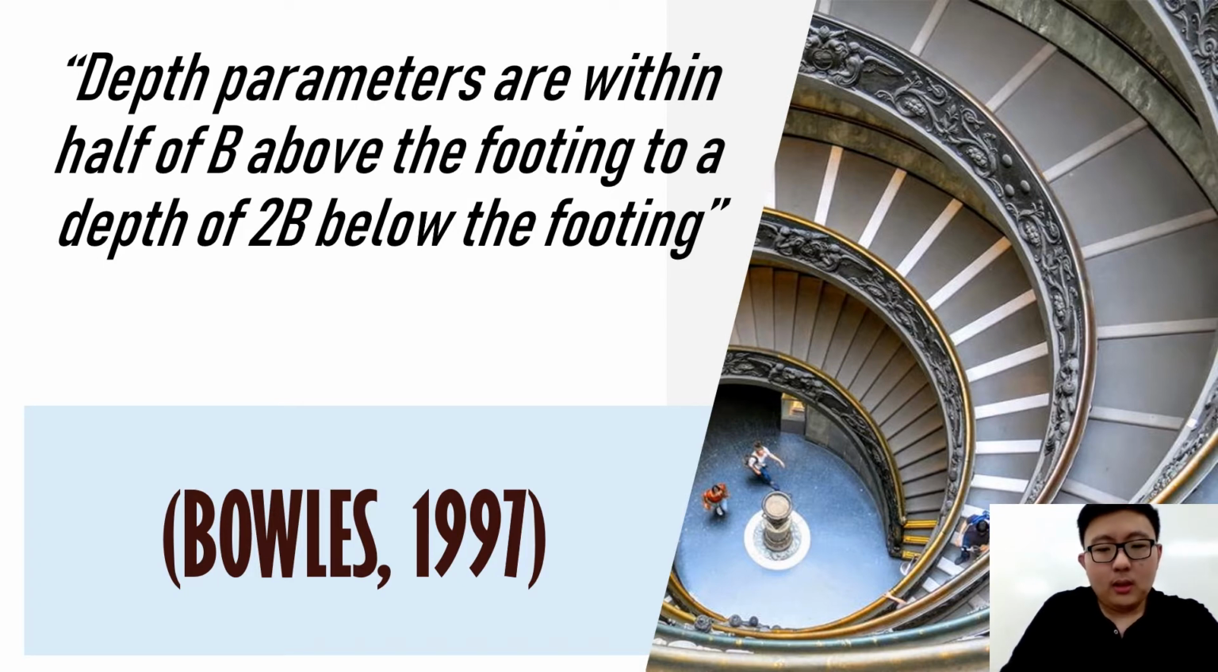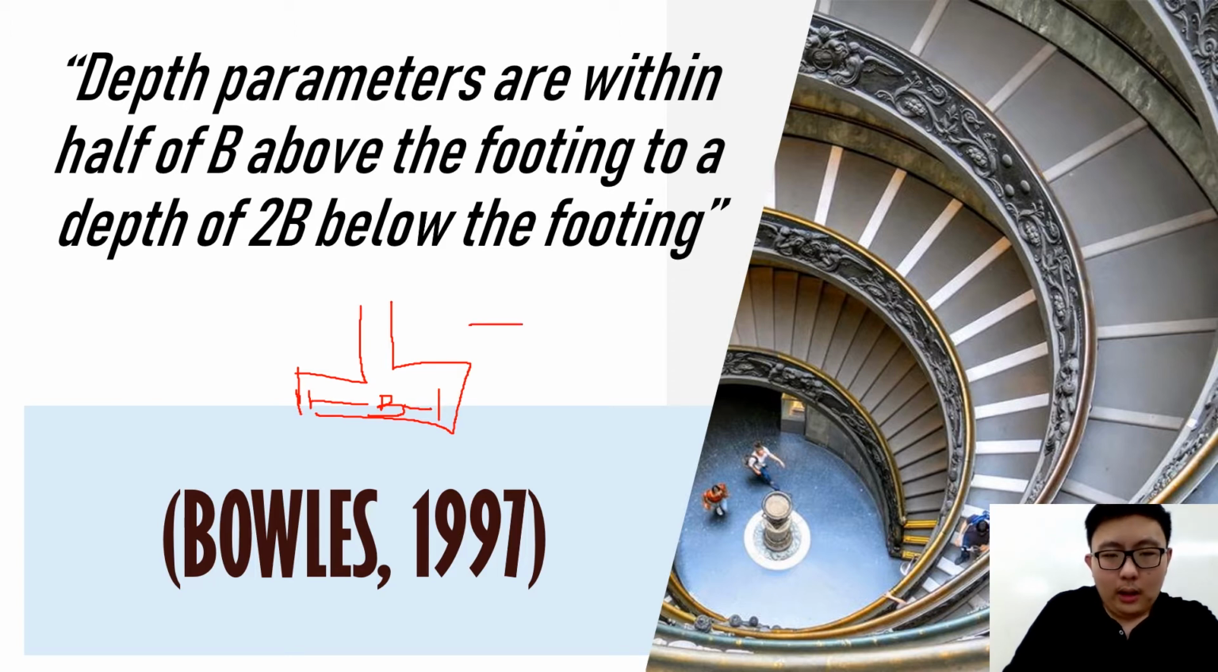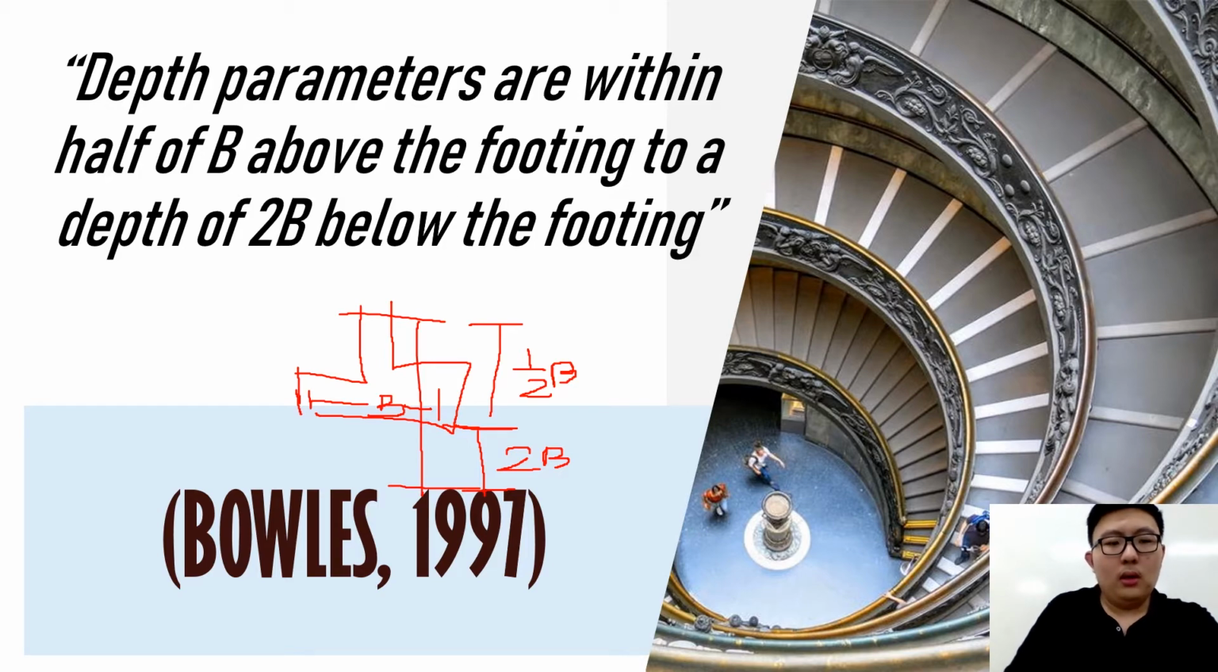So for this case, if this is the footing with the width of B, N values needed are 1/2 of B above the base of the footing to a depth of 2B below the base of the footing. So all N values within this area are included or are considered for the averaging.